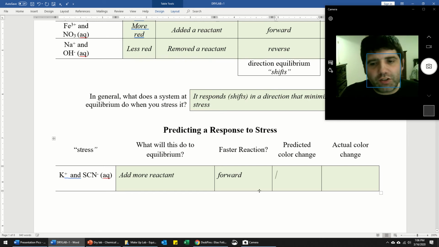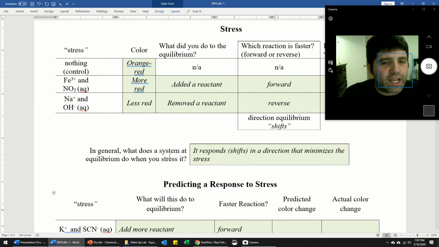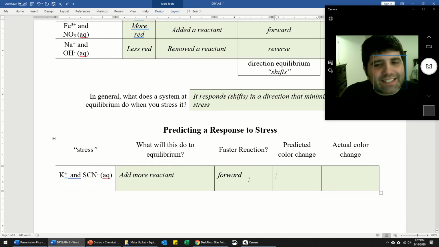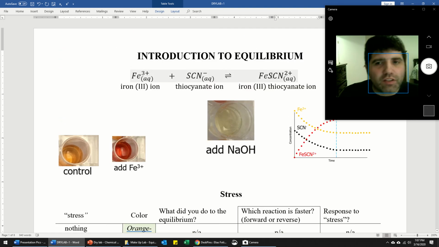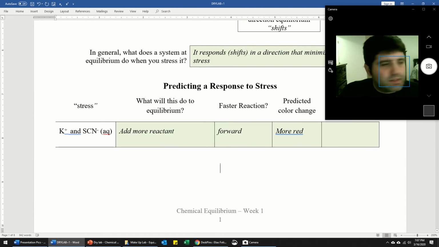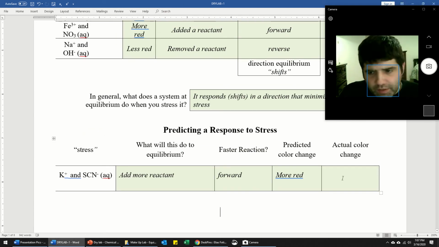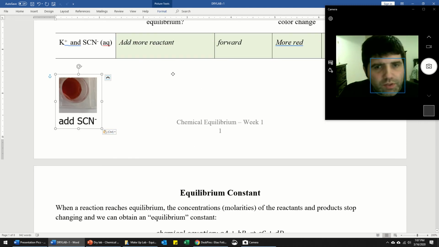Okay, predicted color change. So the way we're thinking of it is, does it become more red or less red? So what we would predict is that if the forward reaction goes a little faster, we're going to make a little bit more product, and then the product can catch back up until the rates are equal. So overall, what we're going to say is that the color change is going to become more red. And so I'll show you a picture of it. Let me grab that. Here we go. So the actual picture of it.